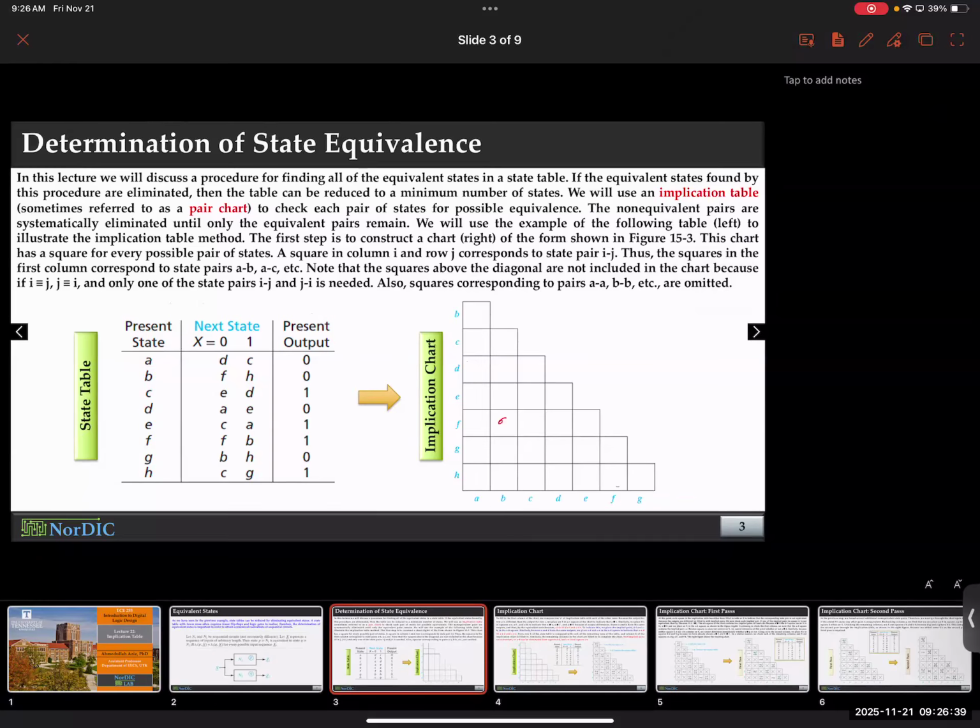Okay, let's take one random point here, one random field. And this field represents a pair. And what is that pair? B, F. You see my point here? So what we're trying to do is we're going to pair up different states and we're going to compare them. Are they equivalent or not? So every point here shows a coordinate kind of situation where you are pairing up different states.